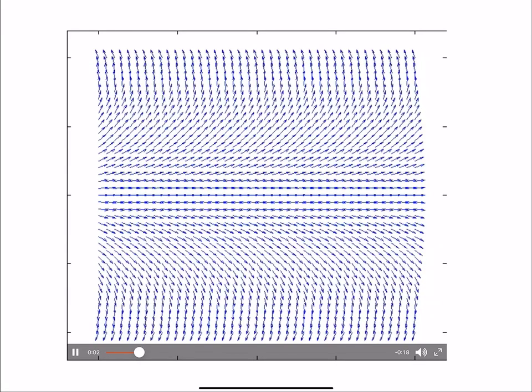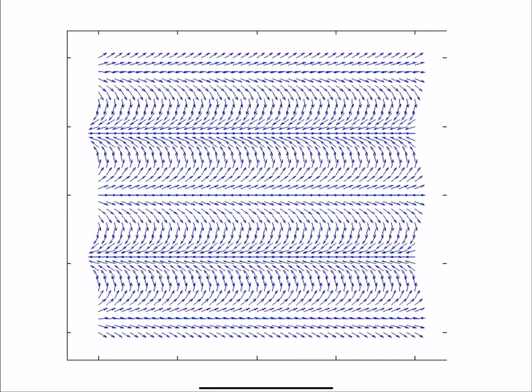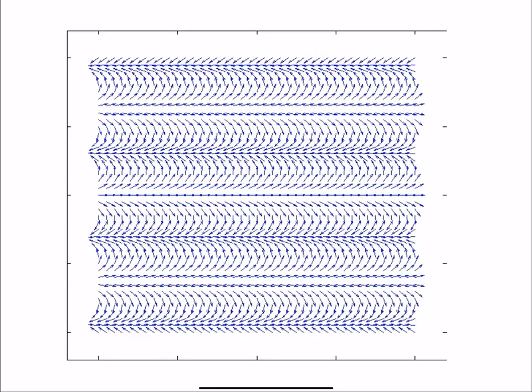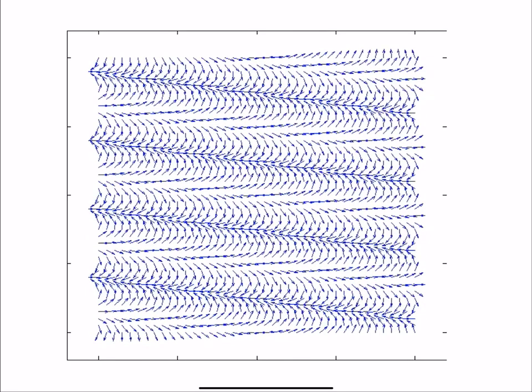So this is a movie that actually just shows you that. See how we're starting to introduce variation in the y direction, and then at some point we start introducing variation also in the x direction.